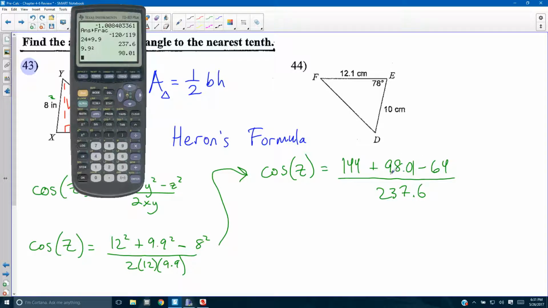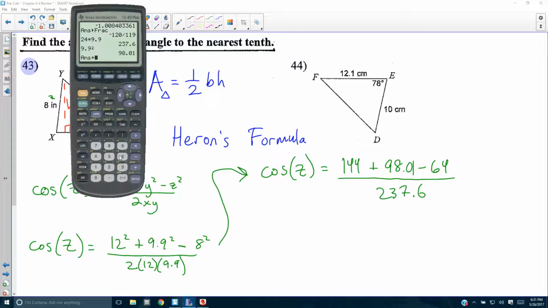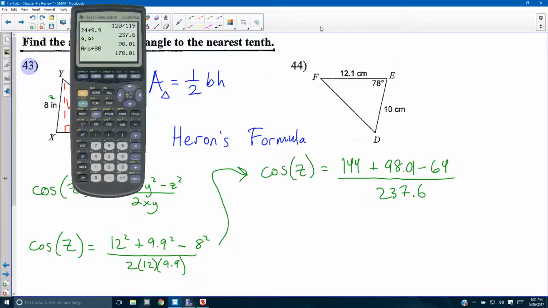All right, subtracting all this here. 144 minus 64 is 80. So 80 plus 98.1 should be, excuse me, hiccups, 178.01. So cosine of z is 178.01 divided by 237.6. Okay, now to solve for z here, it's all about inverse cosine.